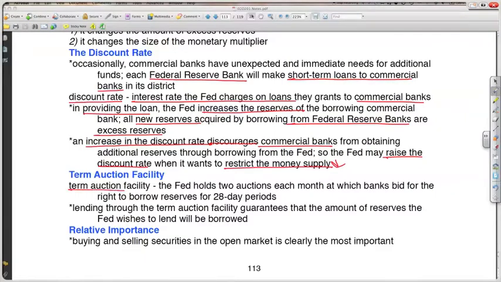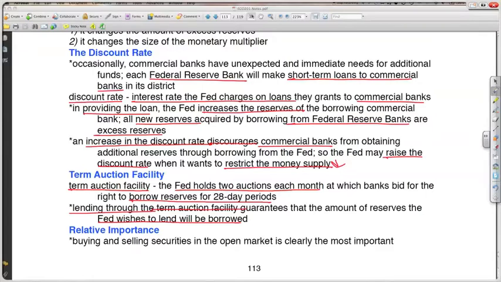Now the last is the Term Auction Facility. The idea is the Fed holds 2 auctions each month, and the banks will bid for the right to borrow reserves for 28-day periods. So the banks bid against each other for this right. When they lend through this Term Auction Facility, it guarantees that the amount of reserves the Fed wants to loan is going to be borrowed. It's the idea that the Fed wants to push money into the market, thus increasing the money supply. The Fed can do so.